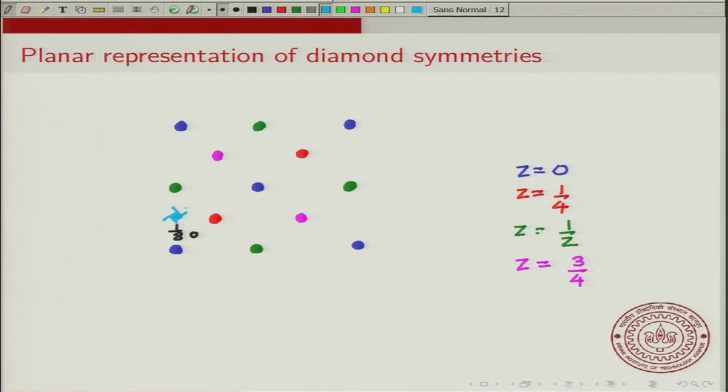Okay. So, this is a 4-fold screw axis that is located right at this point. You can verify this if you rotate by 90 degrees, then this red point will go directly below the green point, and then you translate it up by 1/4. Okay, then you will get this point. So, this is a 4-1 screw axis.